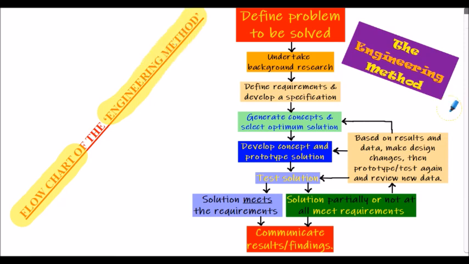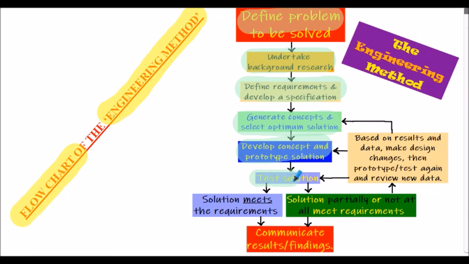Generically, it's quite similar to the scientific method, but here we're initially defining a problem to be solved, we're undertaking research, we define requirements and develop a specification, sometimes termed a design specification, we generate concepts and select an optimum solution, we develop the concept and prototype the solution, then we can test our solution. If the solution doesn't meet our requirements, then we again iterate the process at various stages here. If the solution does meet the requirements, then we communicate our results and our findings.